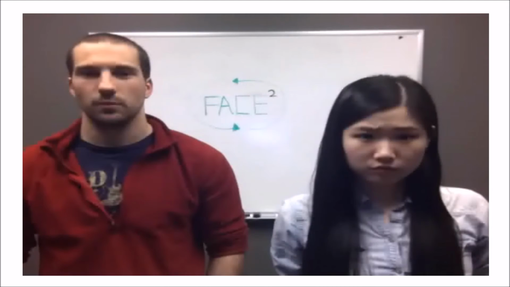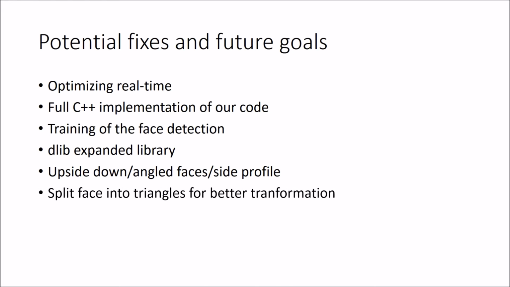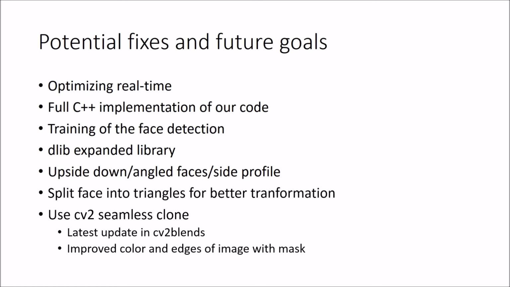Another couple of interesting areas to investigate further are new functions in the CV2 library. With the newest version of CV2, a function called seamless cloning will take a mask and images and attempt to blend them together, better matching the color and lighting of the original face with the swap. Also, rather than creating one mask, we could potentially break the mask into smaller triangles to better match each dot together, creating a much smoother switch.